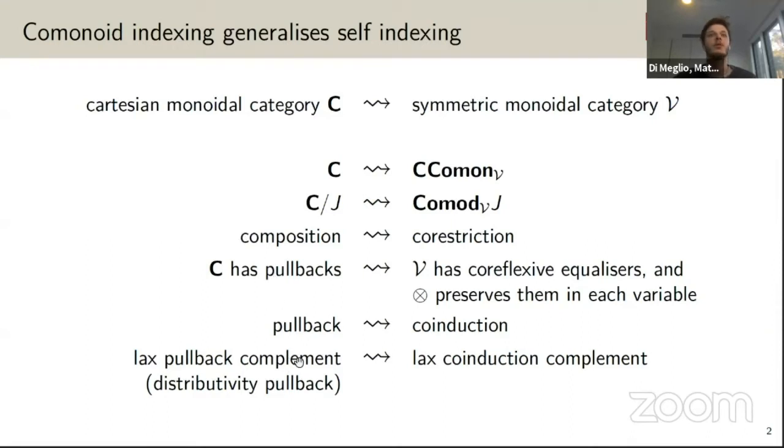Anyway, the point here is that there's an appropriate generalization of this notion of lax pullback complement to the monoidal setting, and it again has a similar relationship to right adjoints to the co-induction functor as lax pullback complements do to right adjoints of the pullback functor. Okay, so that's all I wanted to say about the comonoid indexing of V.